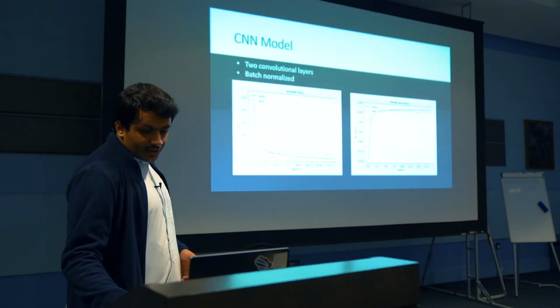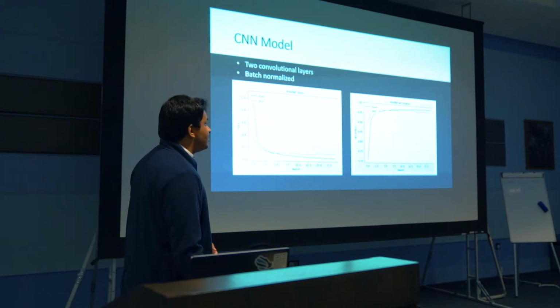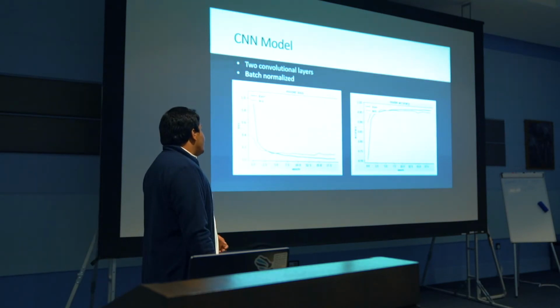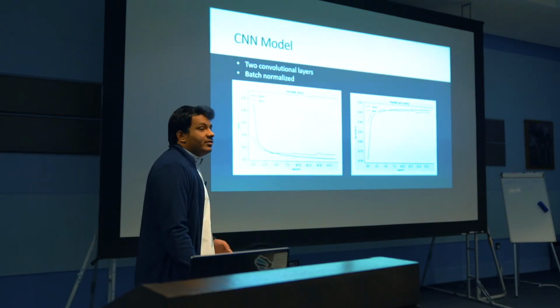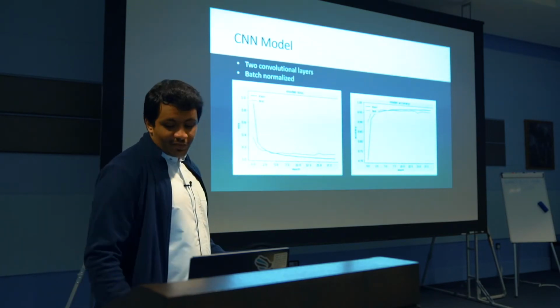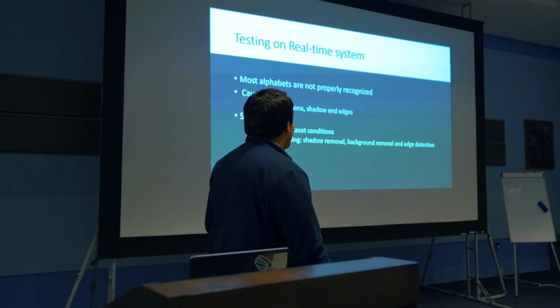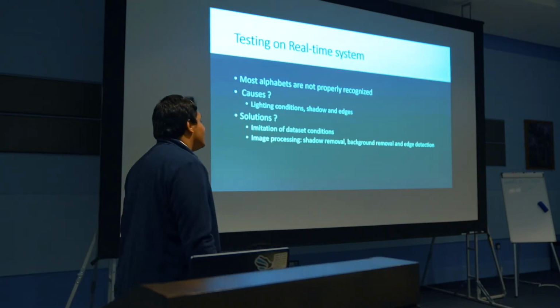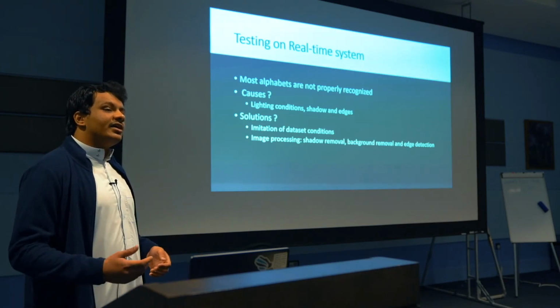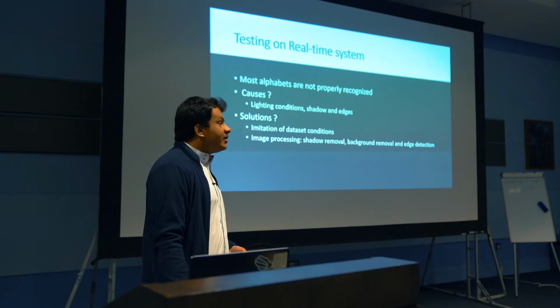Now, what I did is just a simple model, 2 convolutional layers with batch normalization. And the performance is quite good. When I saw that, I said, oh, I cracked it. But in reality, it didn't work in real time. The cause is mainly that the images were provided in grayscale, so segmentation was quite difficult to do.